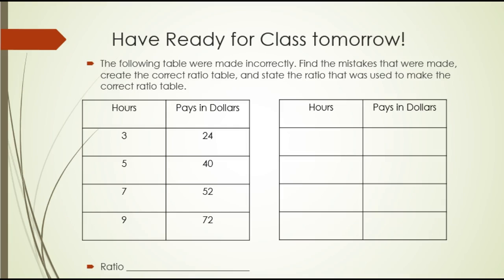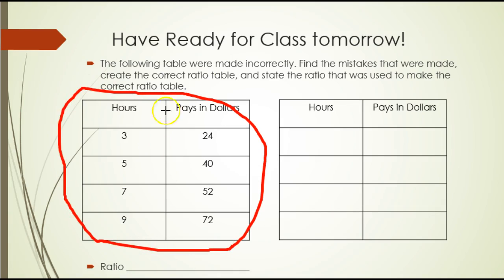Also, have ready for class tomorrow. The following table was made incorrectly. Find the mistake that was made, create the correct ratio table, and state the ratio that was used to make the correct ratio table. So looking at this first ratio table here, there's at least one ratio that is incorrect inside this table. So once you figure it out, redo the ratio table, and then down here state the ratio you need to use to make the correct ratio table.